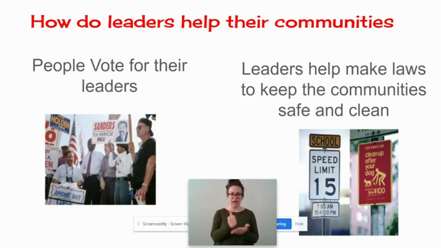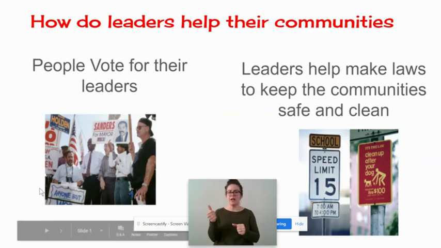So let's recap what we talked about yesterday. We talked about leaders being voted or elected, and that means that the people vote for who they want to be their leaders. We also learned that leaders help make laws to keep the community safe and clean. So let's continue to see what else the leaders do to help our community.